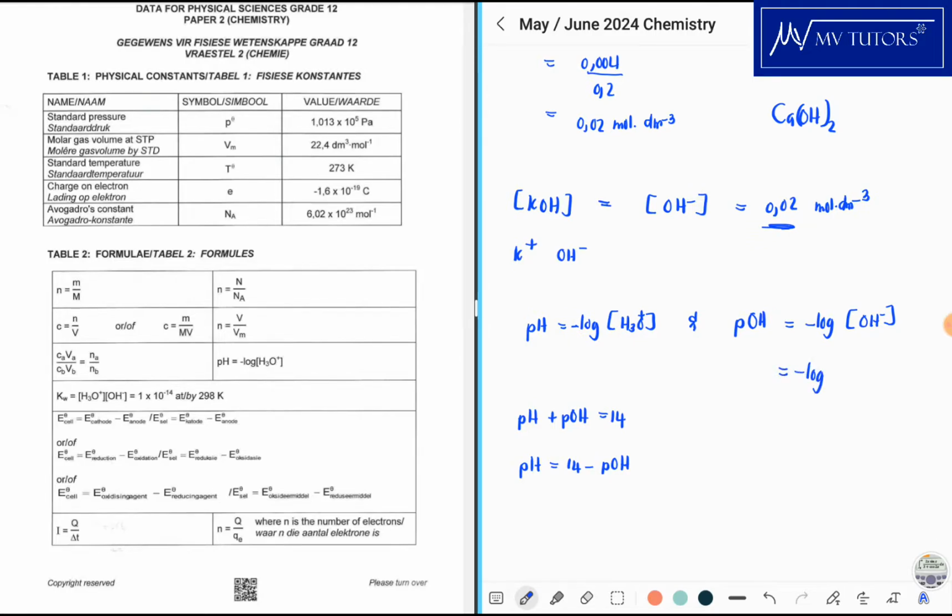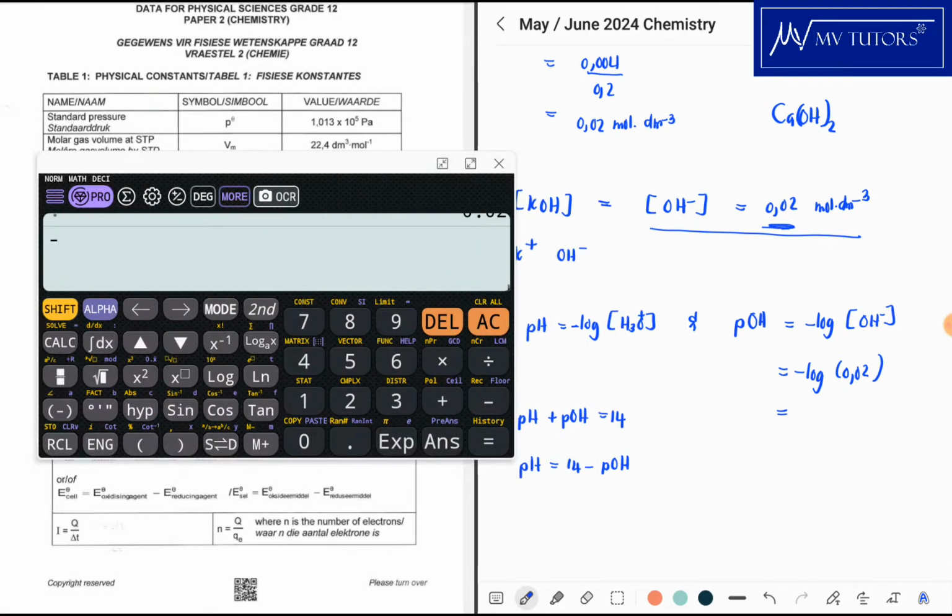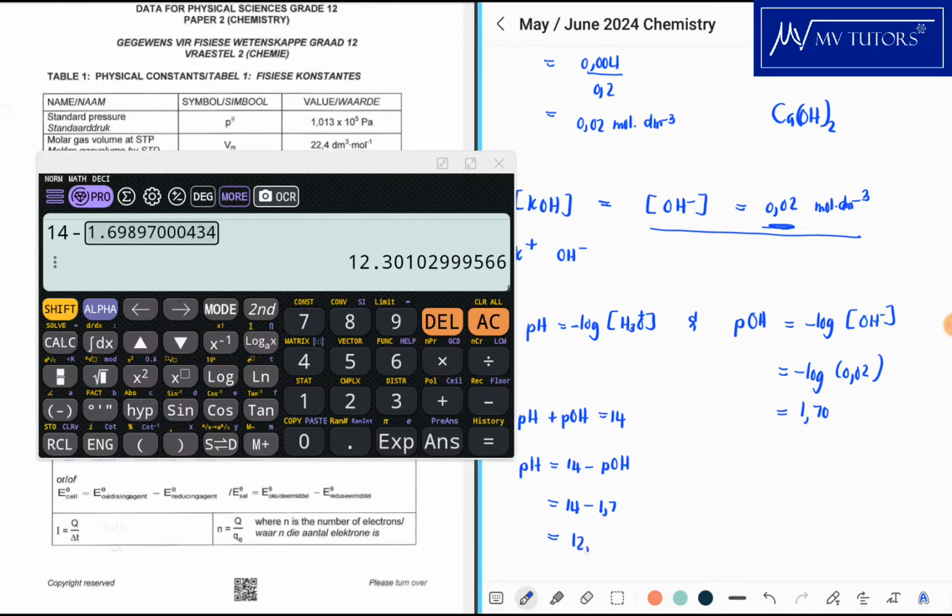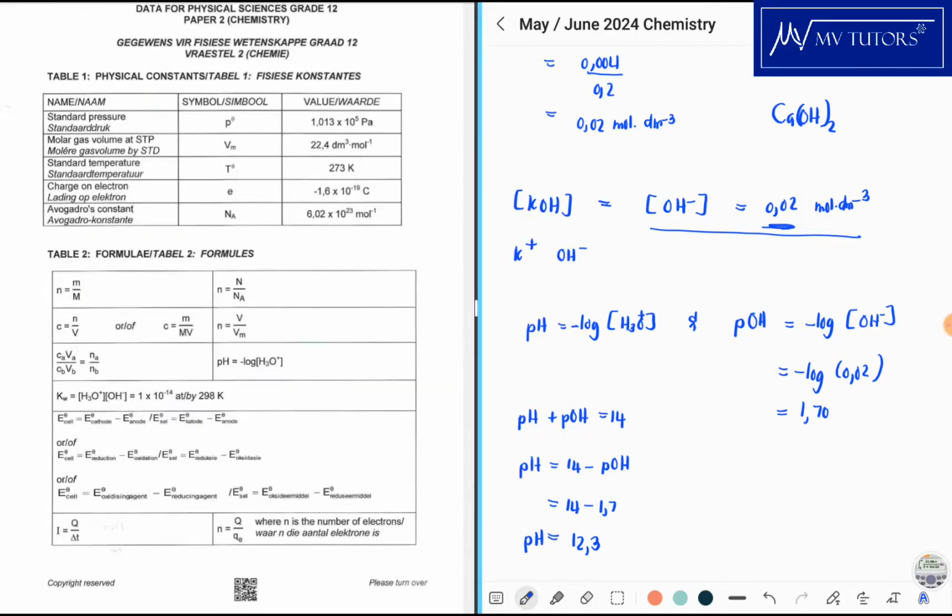Negative log of that concentration, which is 0.02. If we check on the calculator, negative log 0.02 is equal to 1.69. No, that's going to be 1.70. No unit. So if we want the pH, it's going to be 14 minus 1.7. So it's 14 minus the answer, and then we get 12.3. So it's quite basic, and that makes sense that it will be basic.